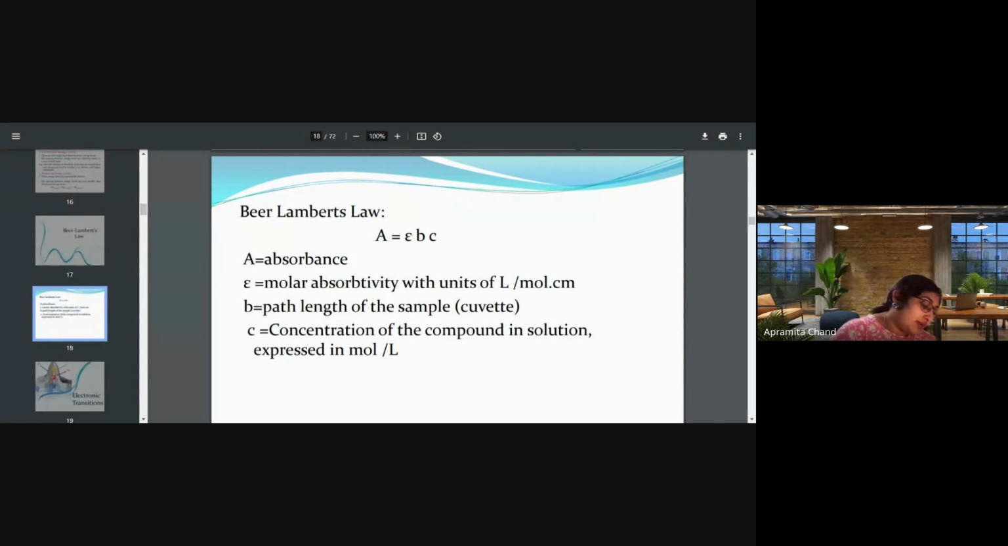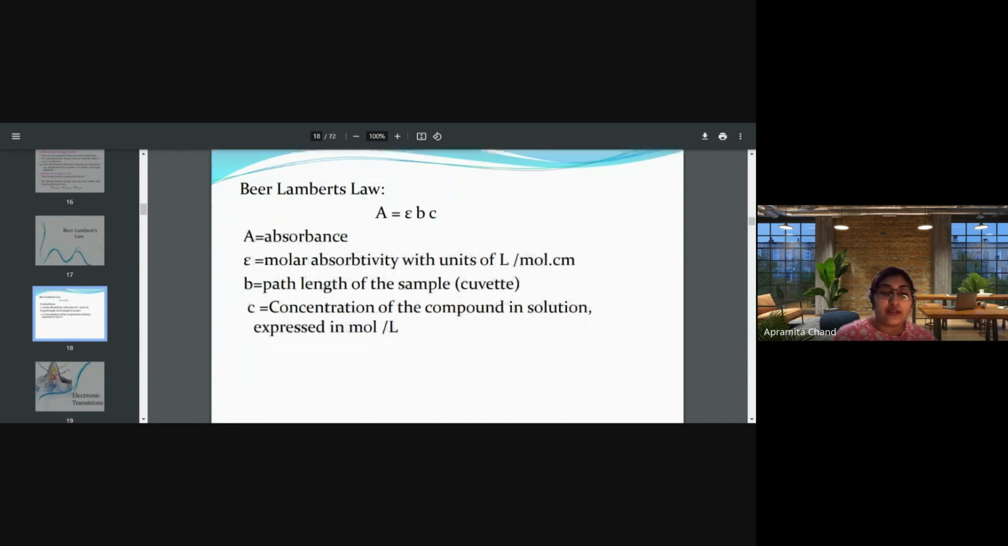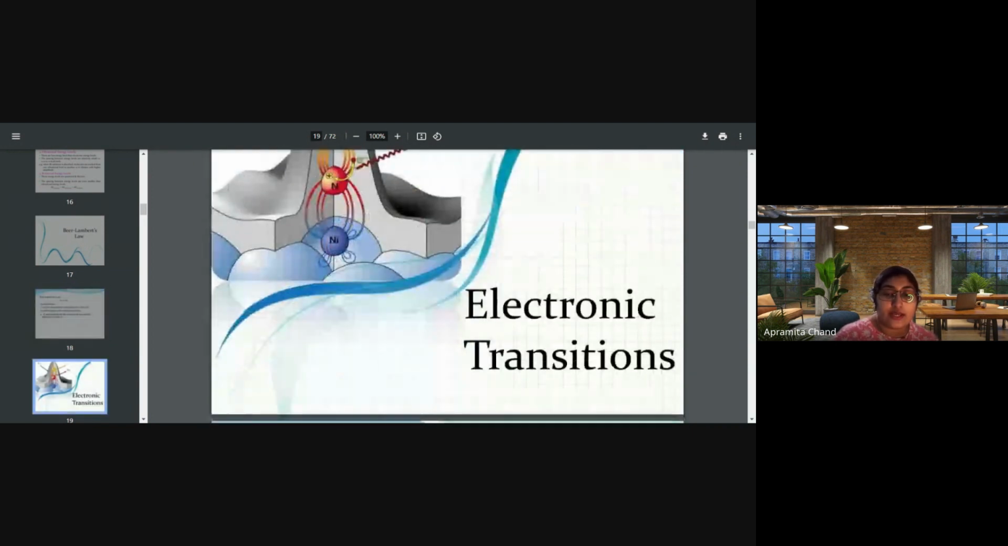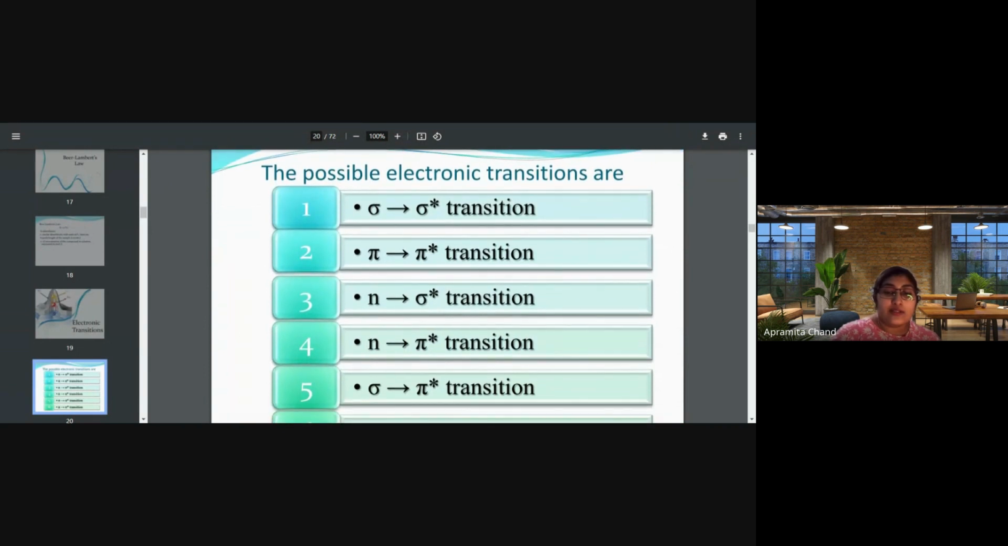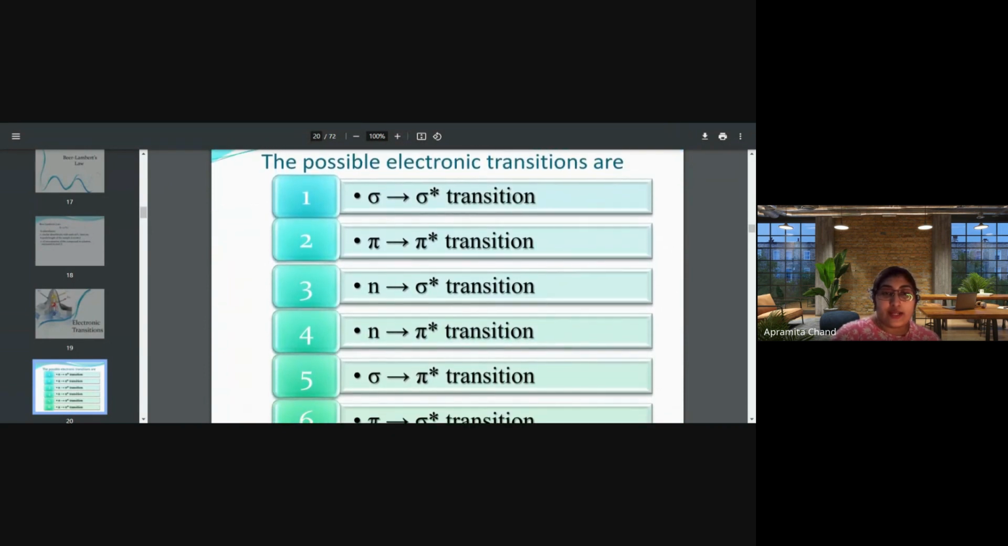Next, different kinds of questions also come from electronic transitions. They say draw energy levels and all the possible transitions for organic molecules within a sample. Okay, different kinds of transitions. What are there? Electronic transitions. So let us just explore a little more about it. So these are the kinds of transitions that can happen.